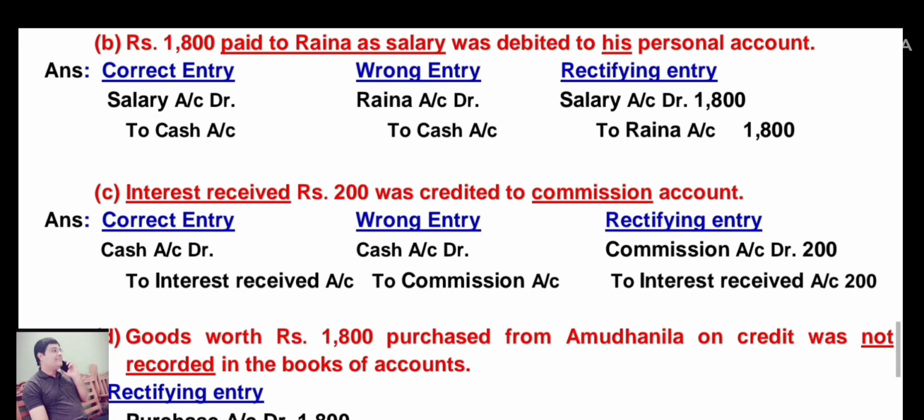Rectifying entry means that what is given on the debit side in the wrong entry, we have to write on the credit side. So whatever mistake has been done in the wrong entry, we have to correct it.